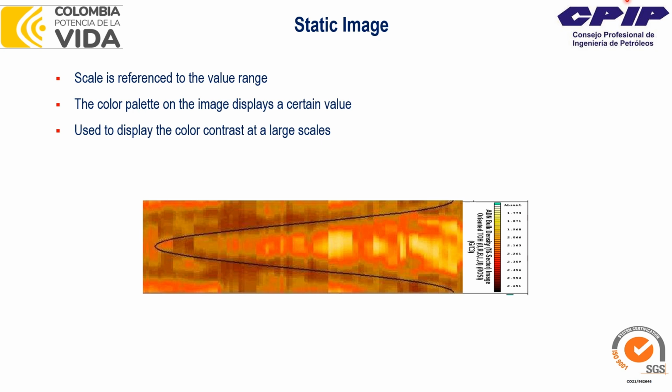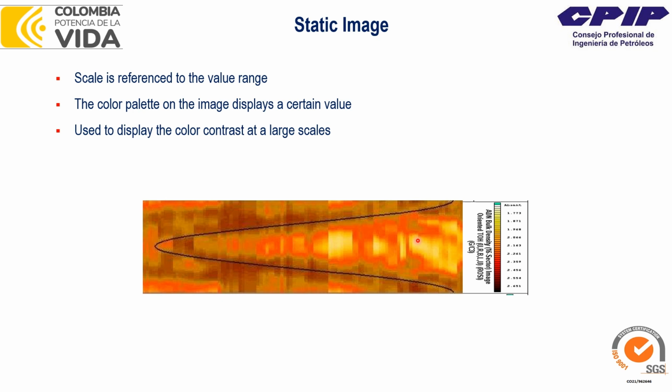Now let's learn how we can read the color code of the image, because as you see here, the image is color coded. Normally, whether it's resistivity or density, it doesn't matter: for high resistivity or low density, it's normally a bright color, and for low resistivity and high density, it's normally a dark color.